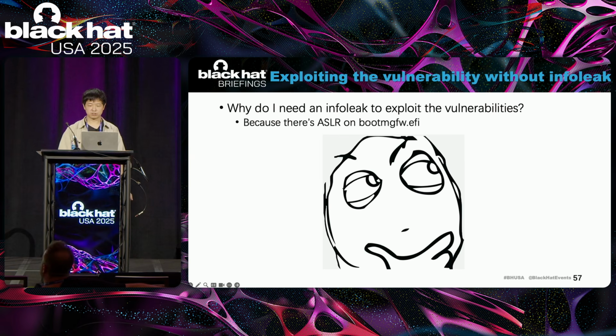So next, we are going to talk about how to exploit these vulnerabilities without an information leak. Usually, we need an information leak to exploit remote code execution. But there's another important question: why do I need an information leak to exploit vulnerabilities? You may say that there's ASLR on the boot manager.